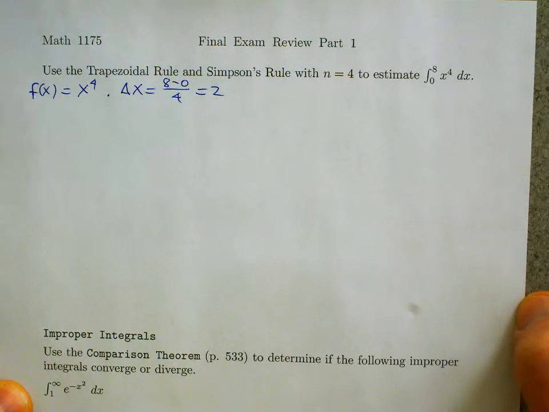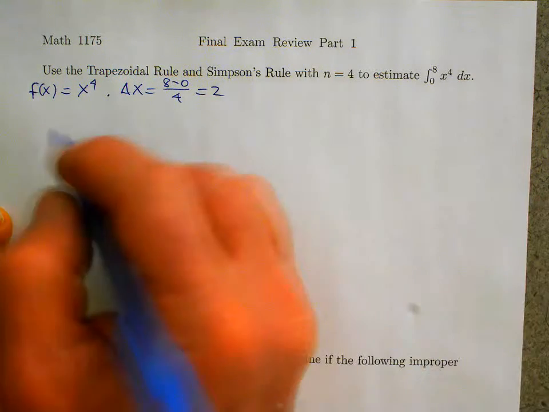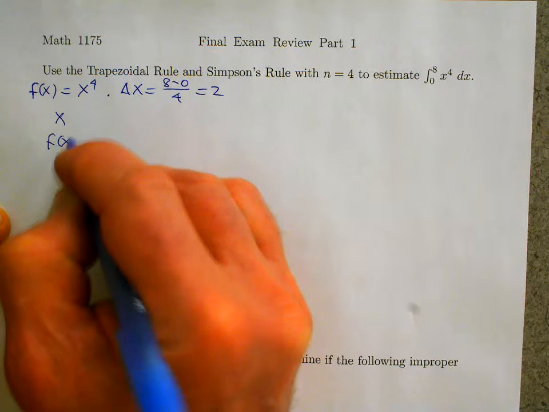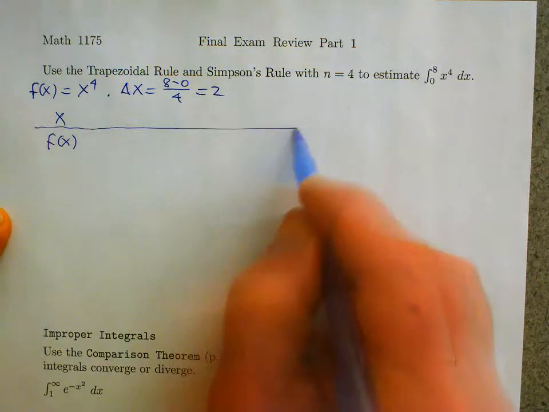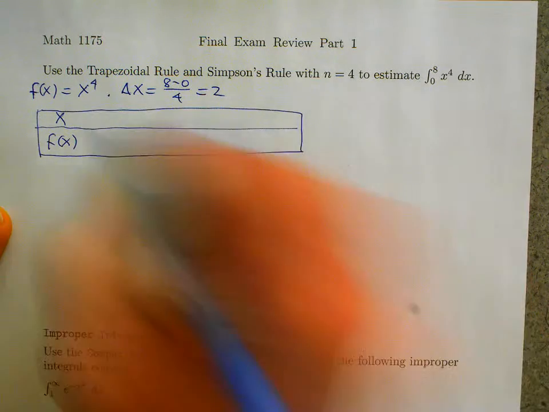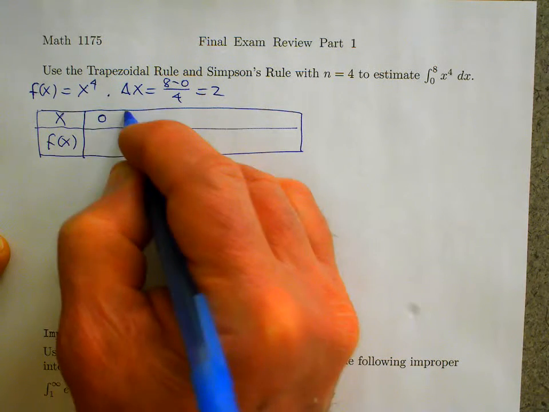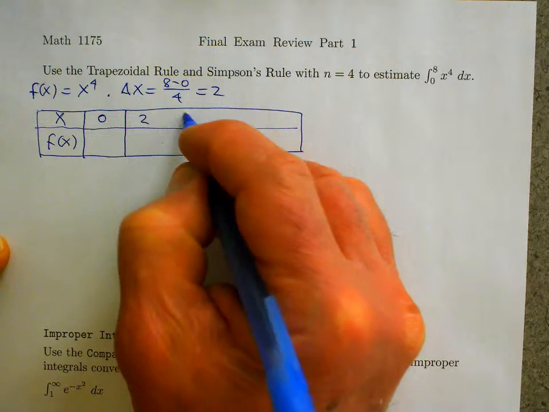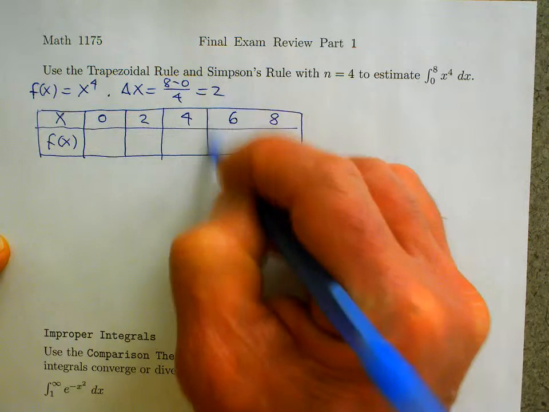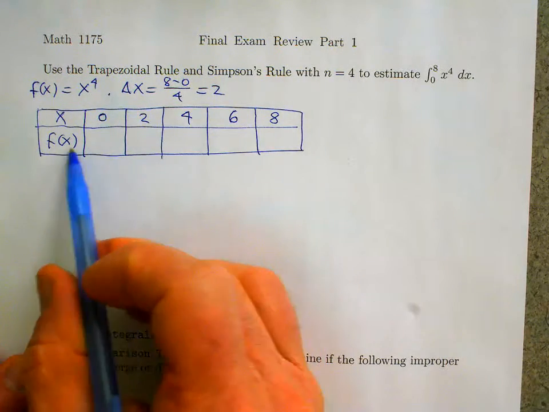So the length of each subinterval is 2, starting at 0. And then I'll just create a table of values over those subintervals. The subintervals are of length 2, but we start at x equals 0, and then 2, 4, 6, and 8. And then write down the function values.